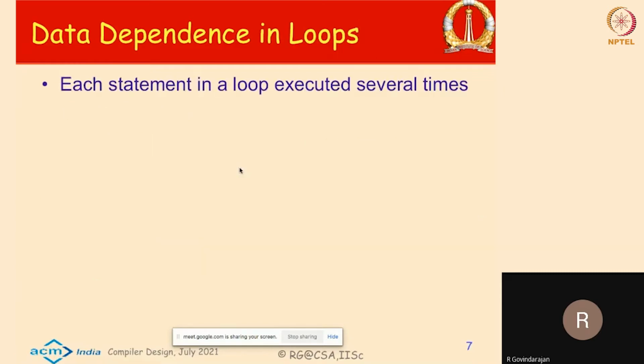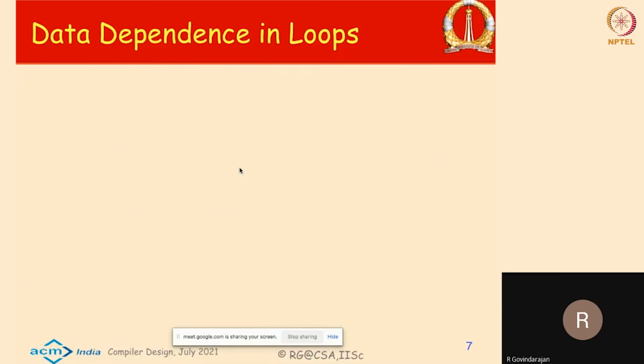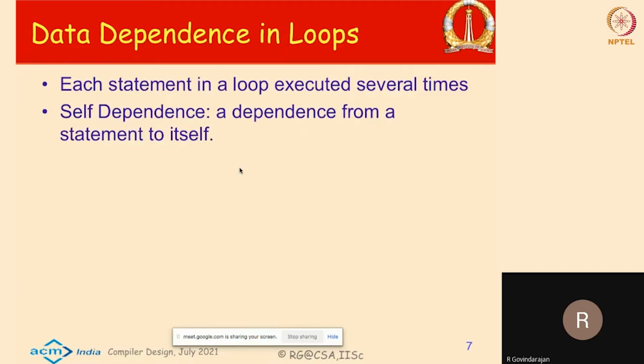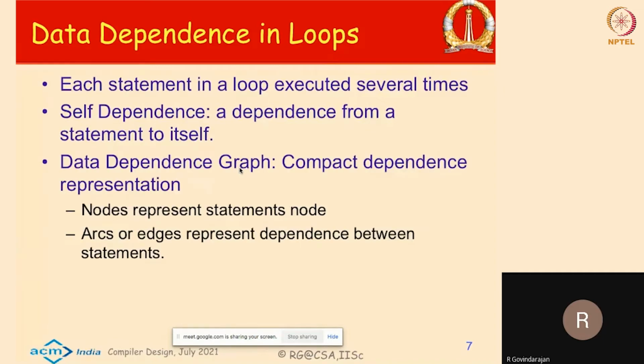Okay. So we must also understand that when we talk about loops like this and writes to array variables and so on, each statement in the loop is actually executed n number of times, or possibly multiple number of times. In this case, if it is a nested loop, it's going to be executed n into n number of times and so on. And there could be dependence from the same statement to itself, because in a particular statement, I may be writing x of ij, and I may be reading some x of i comma j minus 1 also on the right hand side. So there could be a dependence from the statement to itself.